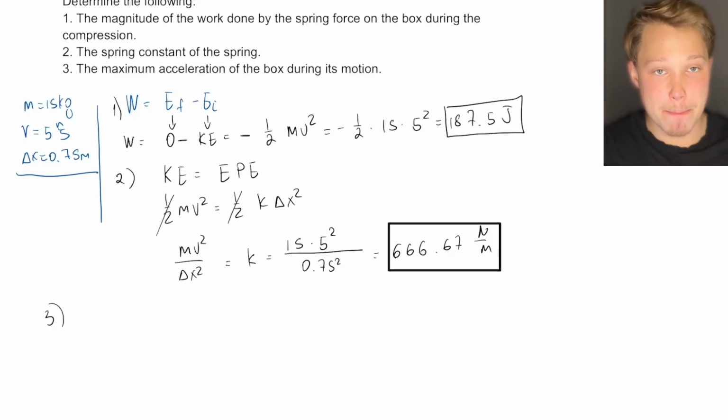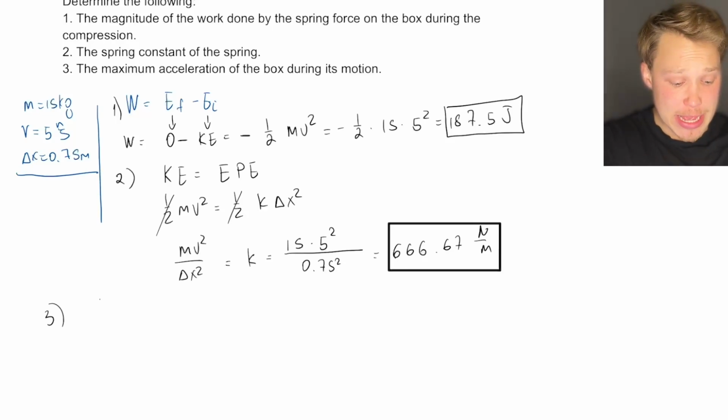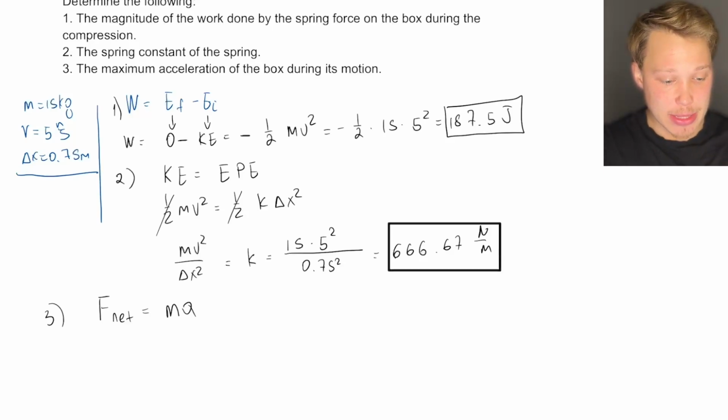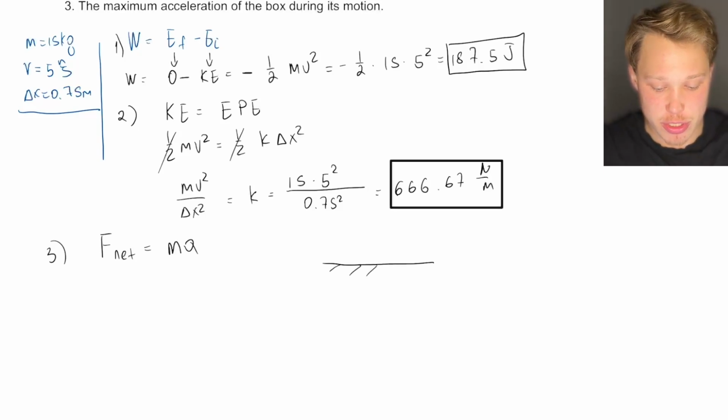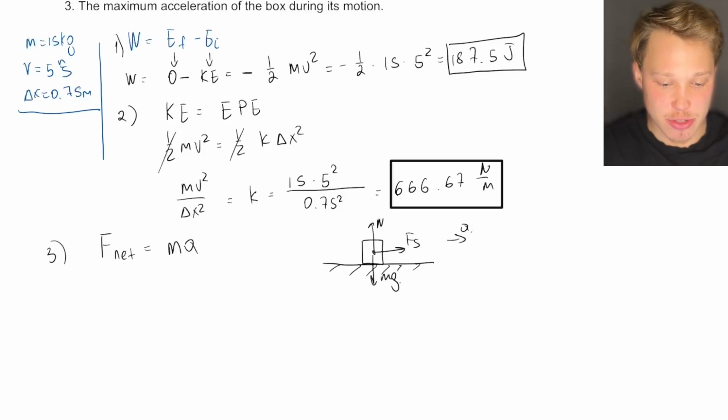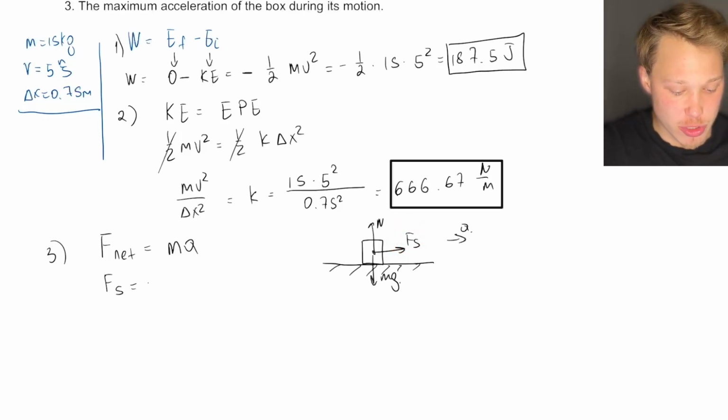Now for the third part, the maximum acceleration of the box during the motion. So what equation do you think about when we're asking you for acceleration? Hopefully Newton's second law comes to mind, that F net is equal to ma. Let's think about what the net force is here. The only force that the box is experiencing is the spring force, at least that's the force that will cause the acceleration. So therefore, the spring force is equal to ma.